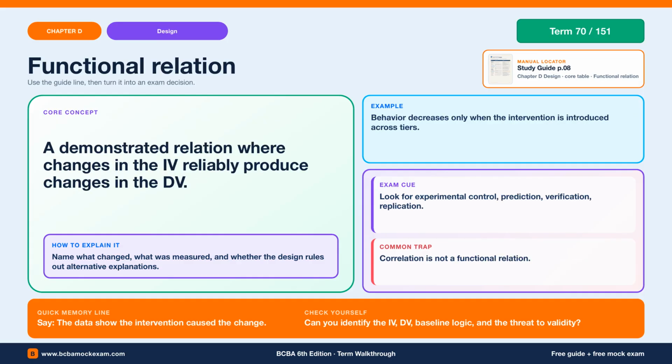Functional relation. A functional relation means changes in the independent variable reliably produce changes in the dependent variable. In plain English, the design shows that the intervention caused the behavior change. The exam cue is experimental control or repeated demonstration of effect. The trap is assuming correlation is enough. Behavior improved after an intervention, but that does not automatically prove the intervention caused it. Look for repeated demonstration. If the effect appears only once, the exam may be testing whether you can separate improvement from experimental control. Memory line: functional relation means the change follows the variable we manipulated.